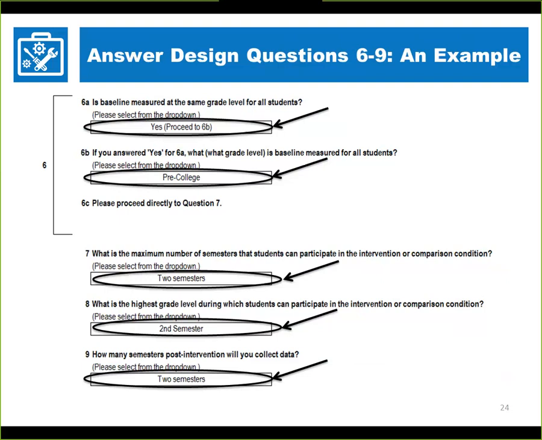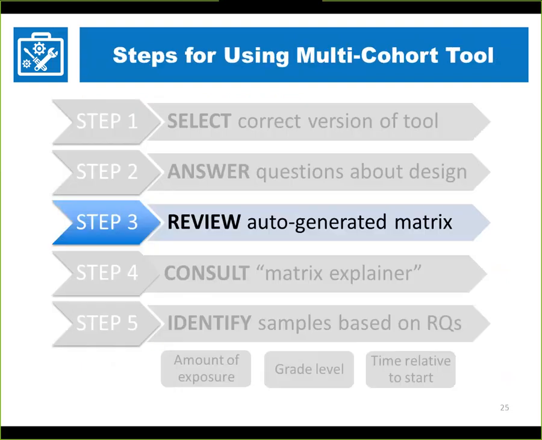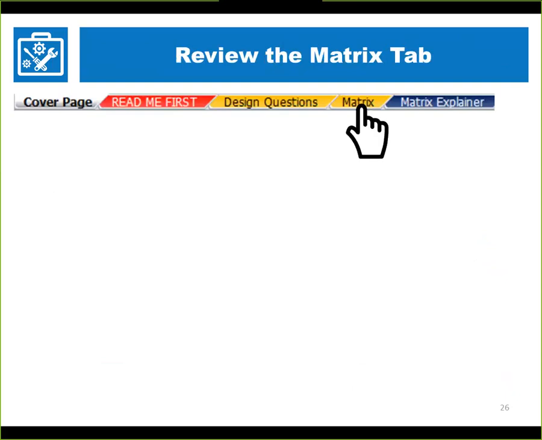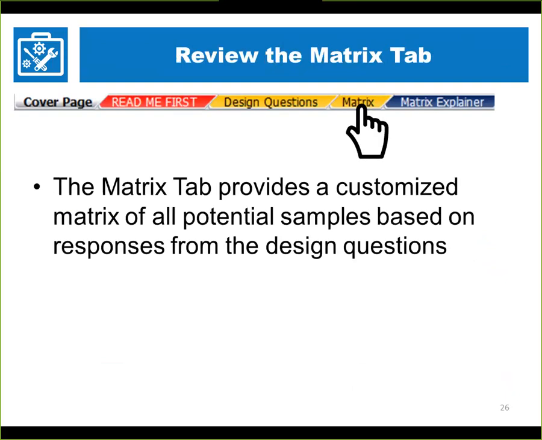Okay, next we can review the automatically generated matrix. On the Matrix tab, once all the design questions have been answered, the Matrix tab will provide a customized diagram that shows all the groups of students that can potentially be included in the sample for impact analyses. We're going to look at the 2 versions of the matrices produced from our example, one at a time. First, we'll look at the matrix produced by the general version of the tool, and then we'll look at the matrix produced by the cluster RCT version.